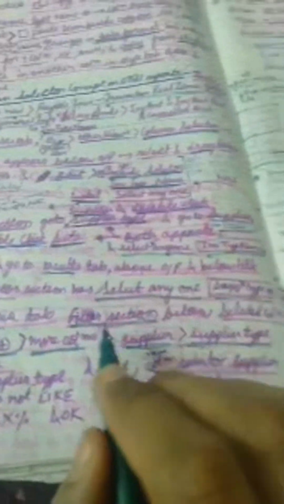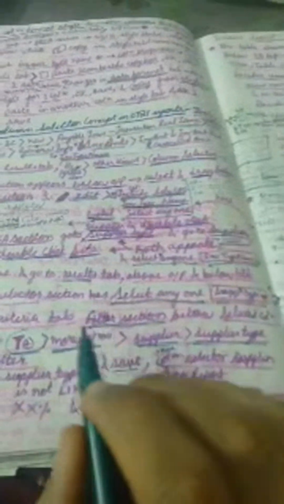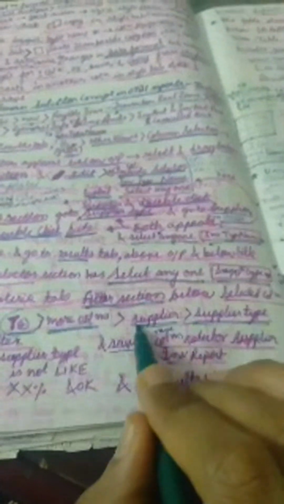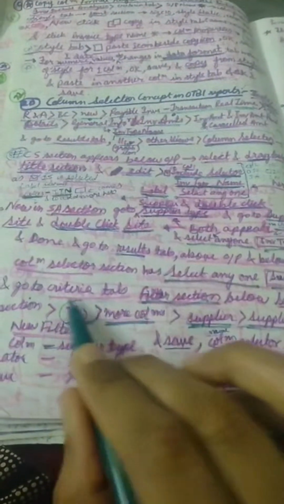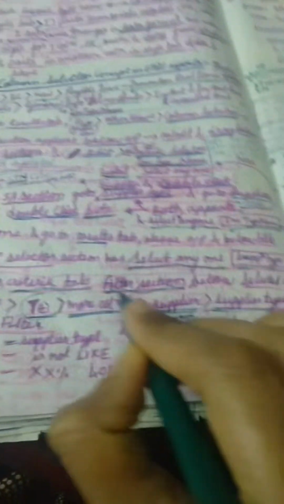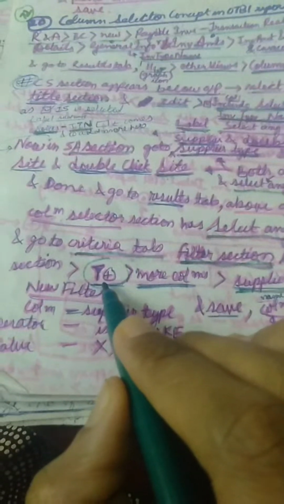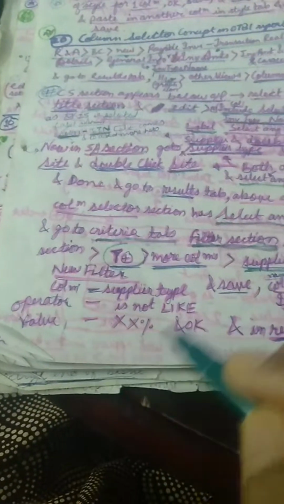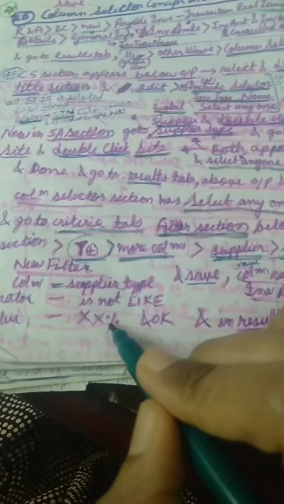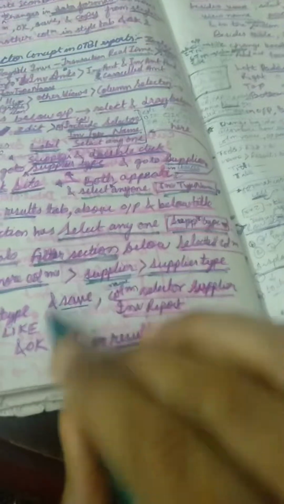Now a few more things I am doing here: I am trying to put a filter for the supplier type. I don't want the supplier type to start with XX. So I'll go to the filter section in the criteria tab, click on the filter icon, then more columns, supplier type. We'll select the supplier type. I have the column, operator and value: supplier type is not like XX percentage. Okay, and I am saving the report now.